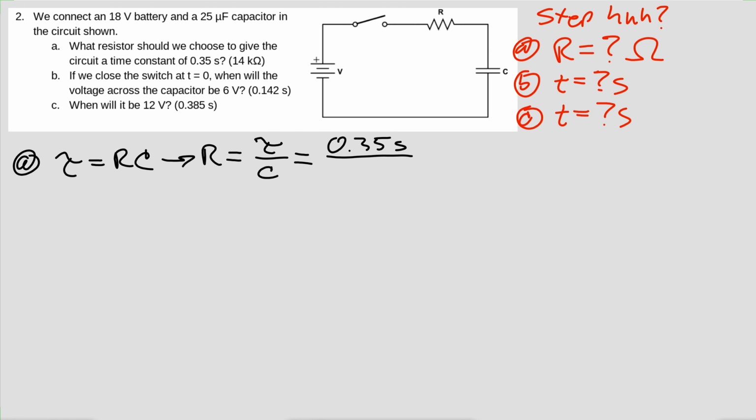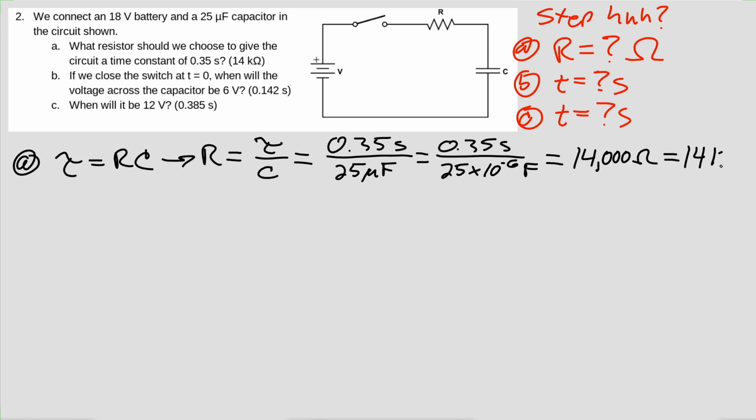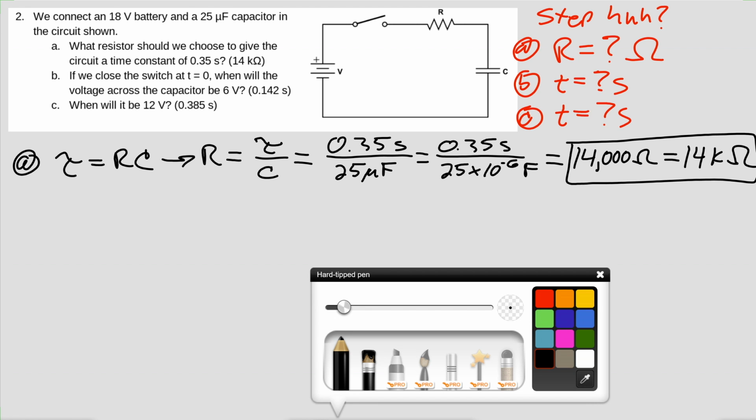So 0.35 seconds over 25 micro, that's a microfarad, which is 25 times 10 to the minus 6 farads. That is what you need to put in the calculator. And if you do, you're going to end up with 14,000 ohms, which is probably easier to write as 14 kilo ohms. So we've got that. Part A, very, very easy.